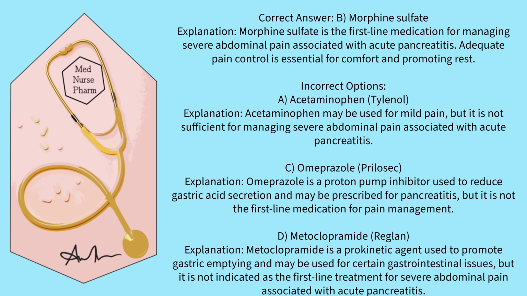If you chose option B, you are correct. Morphine sulfate. Morphine sulfate is the first-line medication for managing severe abdominal pain associated with acute pancreatitis. Adequate pain control is essential for comfort and promoting rest.